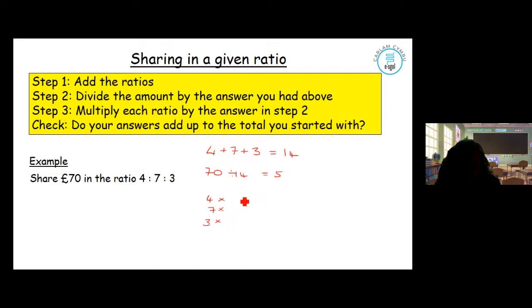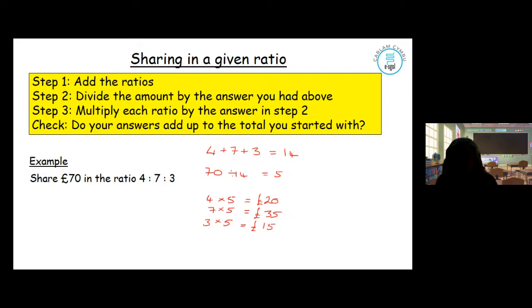So I'm going to have 3 answers this time. So I'm going to multiply all of my ratios by 5, giving me, again, these are in pounds, so I'm going to put my pound signs in there. So 4 multiplied by 5 is 20. 7 multiplied by 5 is 35, and 3 multiplied by 5 is 15.